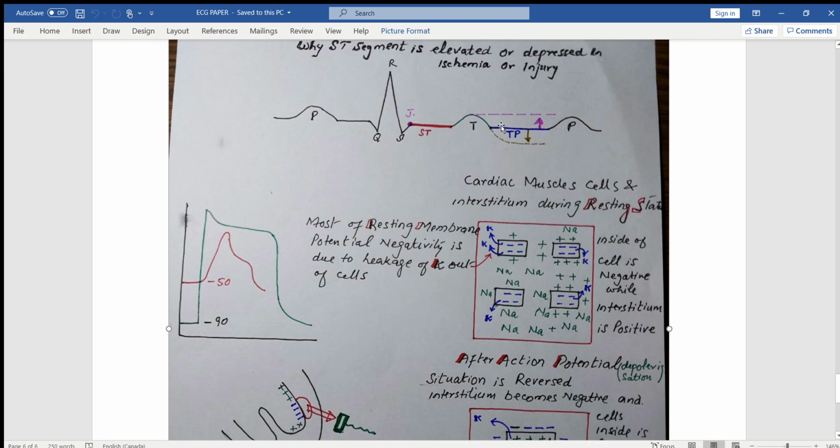This T wave inversion is because when the ST segment is more elevated, the T wave may be depressed in this way. But we are more concerned with the ST segment elevation or depression. So students, this was all about why the ST segment is elevated or depressed in ischemia, injury, or infarction.